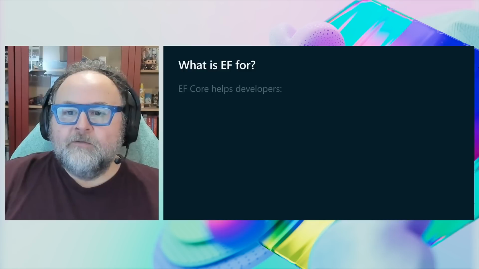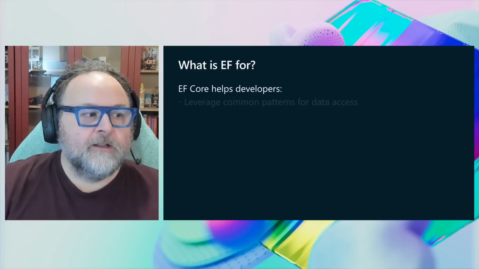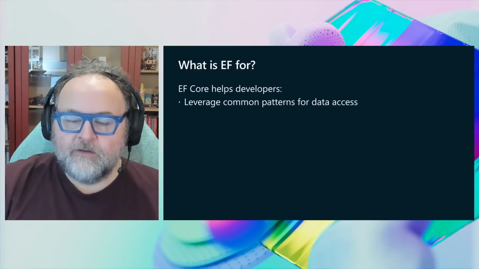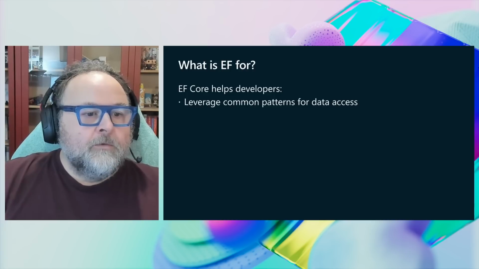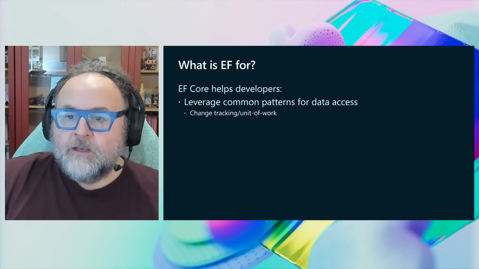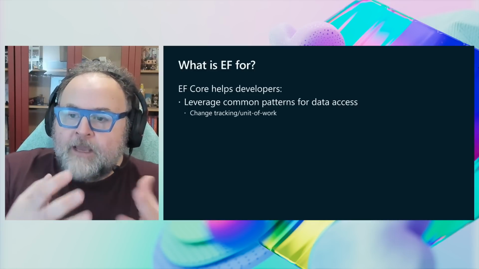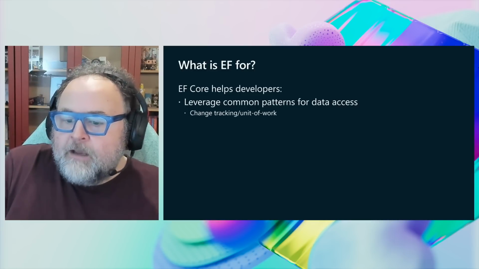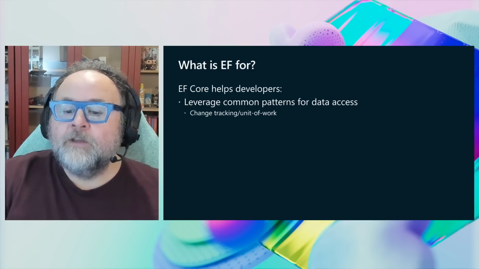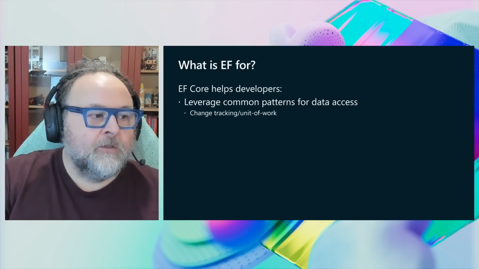Okay, so what's EF for? So EF Core is to help developers. More specifically, it's to help developers leverage common patterns for data access. So what do I mean by that? Well, for example, if your application uses change tracking unit of work, and James is going to demonstrate this later, then that behavior is a common pattern that is essentially the same regardless of what kind of database system you have. You're going to do the same kind of thing either way.